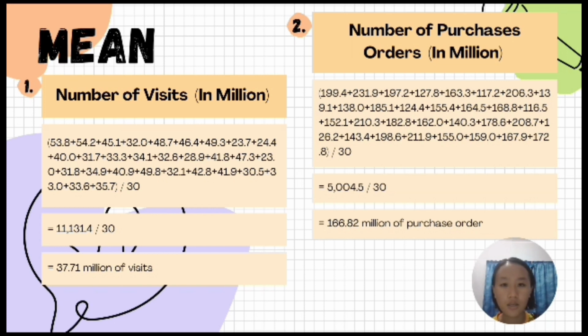The second is the mean for conversion, the number of purchase orders, which is 166.22 million purchase orders.